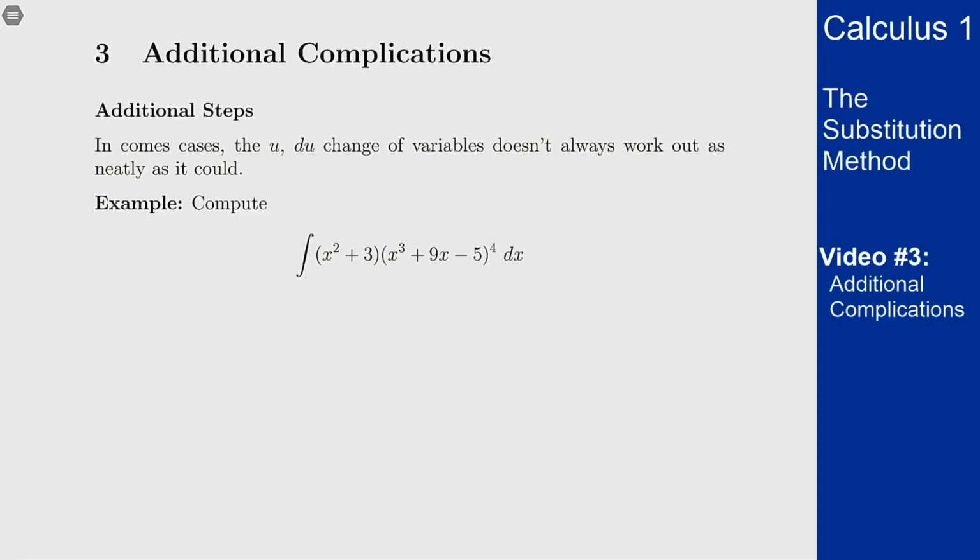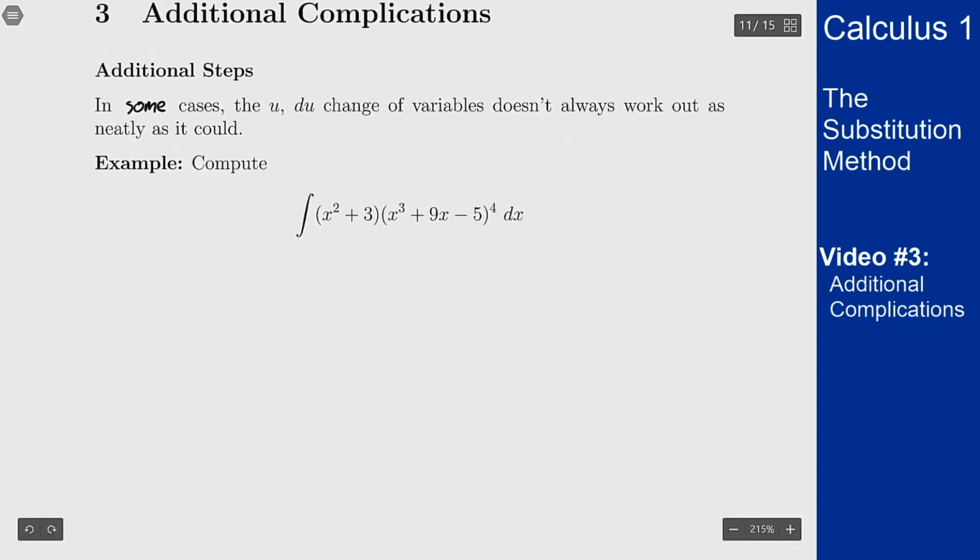In this video, we'll look at some other complications that can come with using the substitution method to solve problems. Sometimes the change of variables you want to do to some u and du doesn't work out as neatly as it should, or as it could. There's a little bit more work involved in making this substitution method work, but it's not too terrible to make it happen. This first one we've seen before.